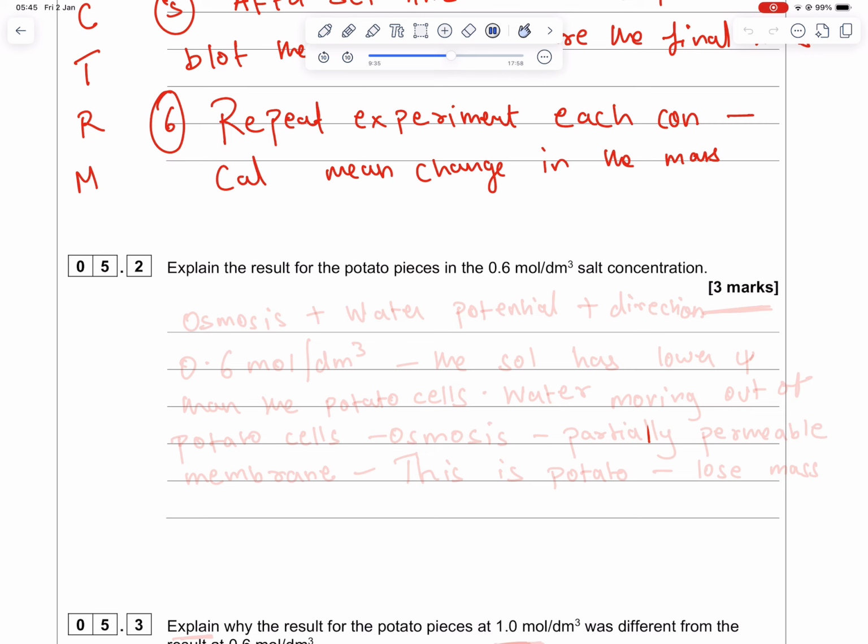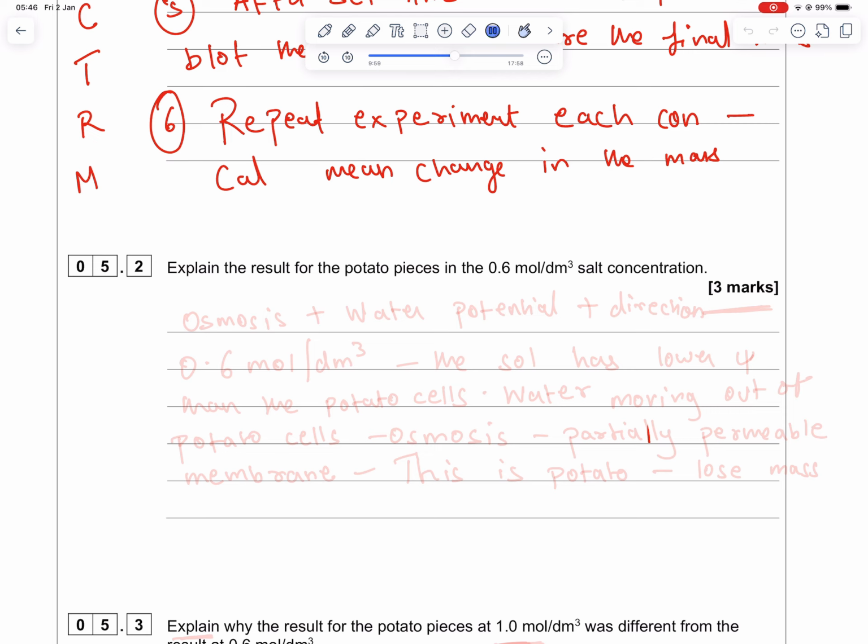Writing 'do the experiment' is not going to give you any marks. So it's really important, the SMCTRM. If you want, pause the video and please go ahead and read that again. Write that down for the osmosis required practical. SMCTRM. That is really important.